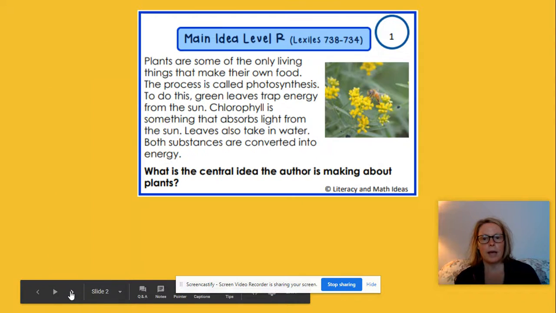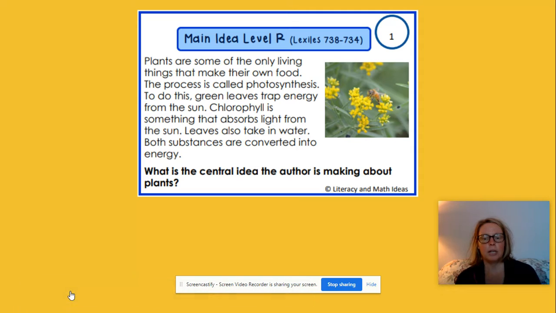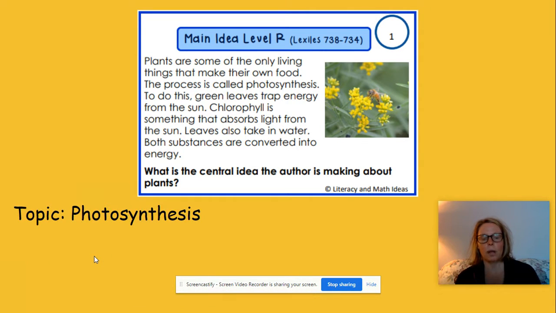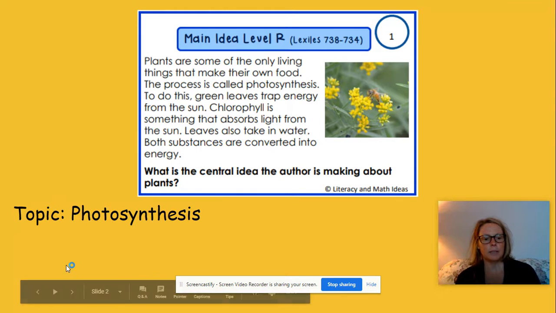So if I go to the next slide, I've got the same passage, but now I want to think about just simply the topic. So after reading the passage, I realized that we're talking about plants making their own food. And I know that that's called photosynthesis. So I'm choosing to call my topic photosynthesis. And then to get more detailed, I will figure out what a main idea would be.